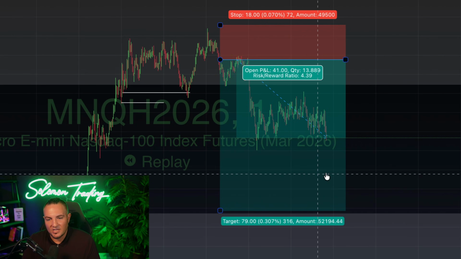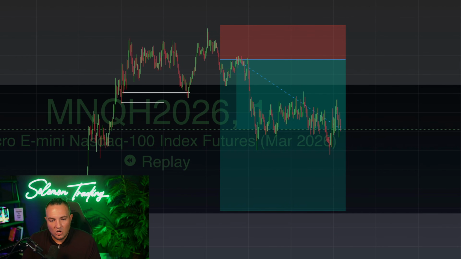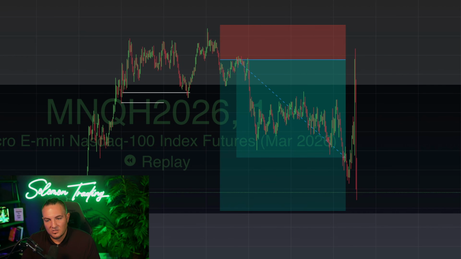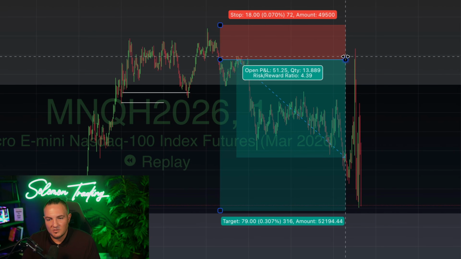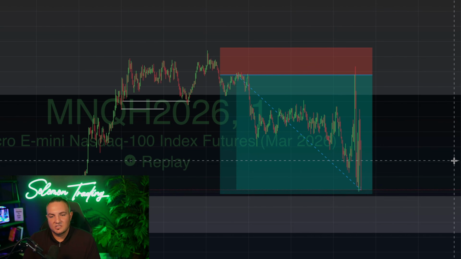It's not very complicated. The entry model isn't that hard. You could pretty much take anything you want. Look at that. Basically hit TP already. Yeah, it just hit TP.